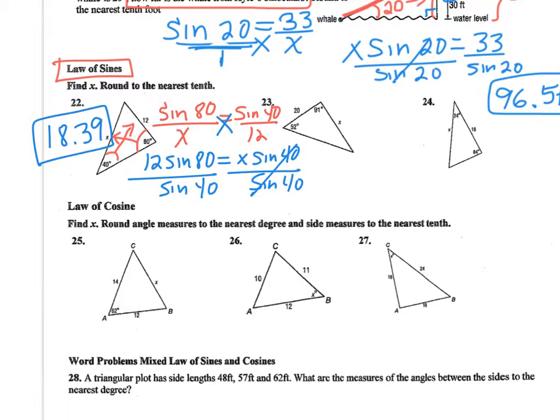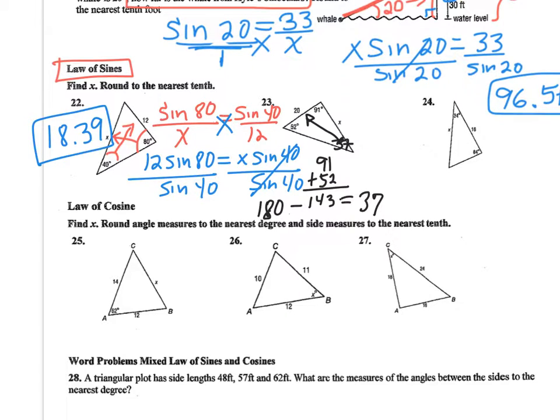In number 23, I need to find the missing angle first, right? Because the missing angle is across from the side that is given. So how much is the missing angle? Well, I need to add 91 plus 52, which is 143. Subtract that from 180. So how much is 180 minus 143? What did you get for the missing angle? 37? Okay, so the missing angle is 37.